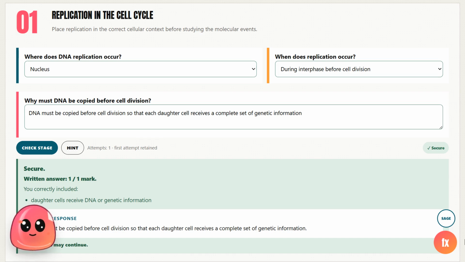Replication occurs in the nucleus. It happens during interphase, before cell division. And DNA must be copied so that each daughter cell receives a complete set of genetic information. Notice the three pieces: the place, the timing, and the reason.